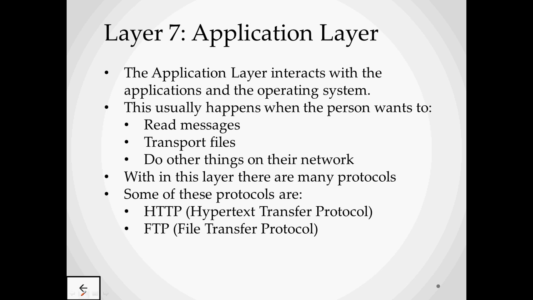Layer 7 is the application layer. The application layer interacts with the applications and the operating system. This usually happens when the person wants to either read messages, transport files, or do several other things on their network. Within this layer, there are many protocols. Some of these protocols include HTTP, or Hypertext Transfer Protocol, and FTP, which is File Transfer Protocol.